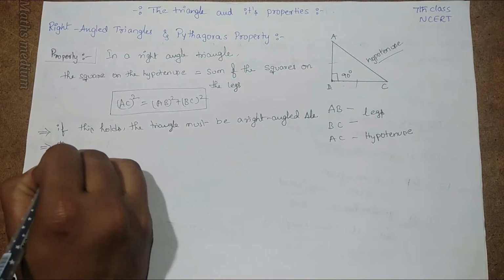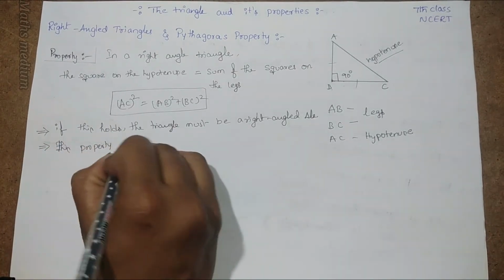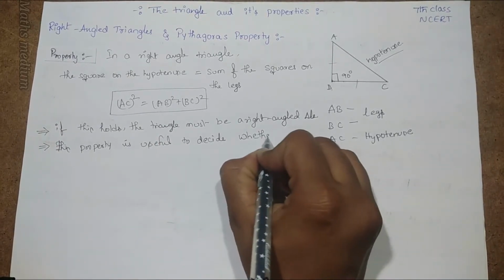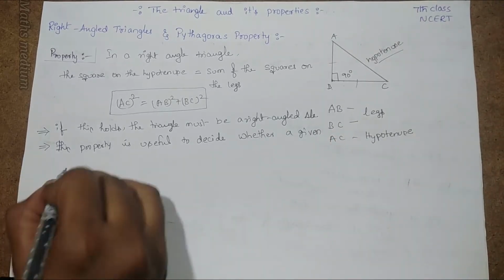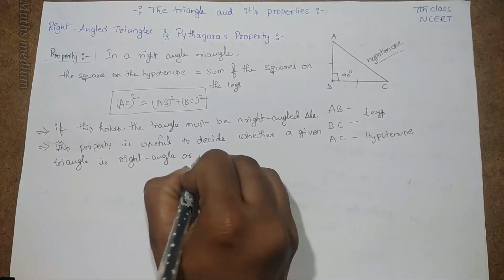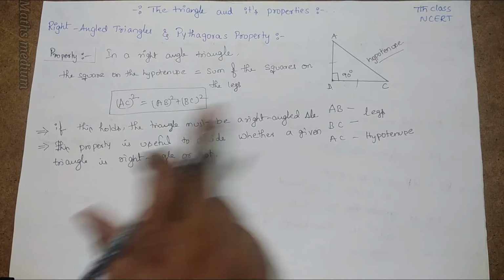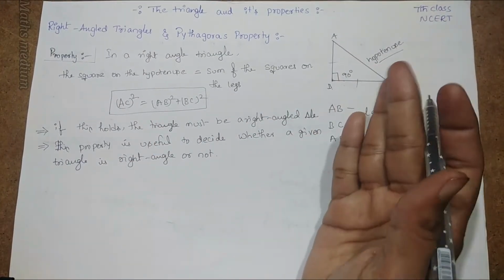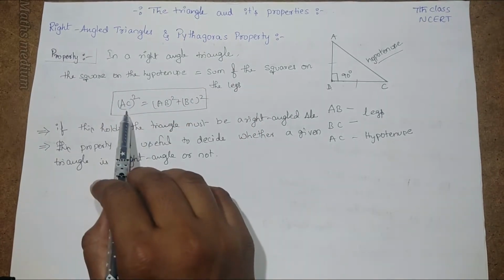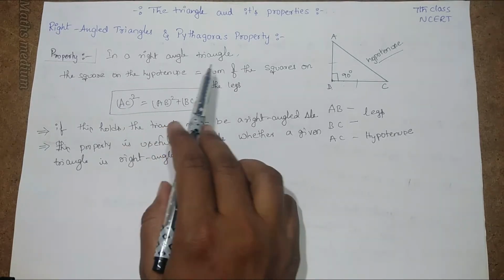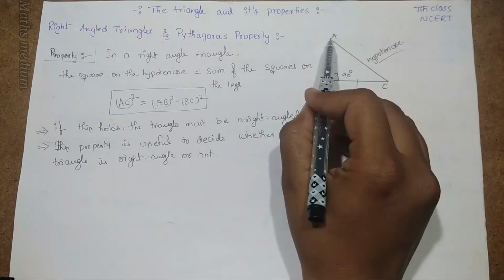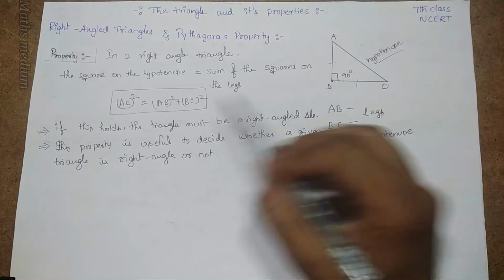This property is useful to decide whether a given triangle is right angle or not. By using this property, we can find whether any triangle is a right angle triangle or not through this Pythagoras property. That is, the square on the hypotenuse is equal to the sum of the squares on the legs. Here the hypotenuse is AC square, equal to AB square plus BC square.